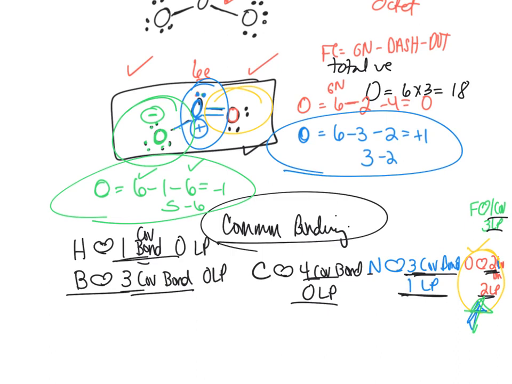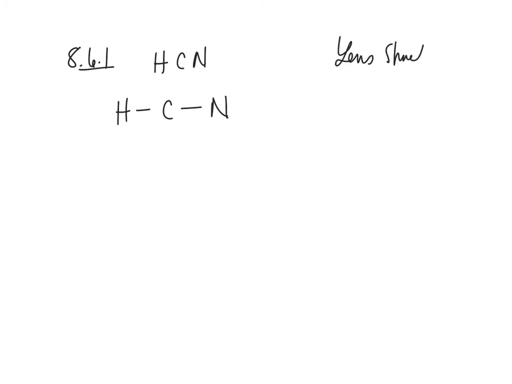Let's do your checkpoint. 8.6.1: determine the formal charges on H, C, and N for hydrogen cyanide. So let's do the Lewis structure first. There's my connectivity. Hydrogen has to be at the end. Carbon is more electropositive than nitrogen.